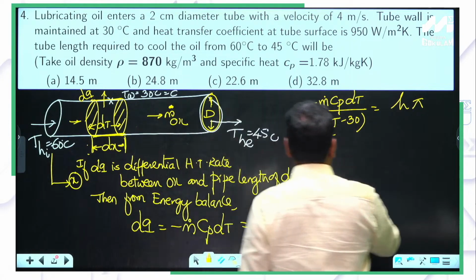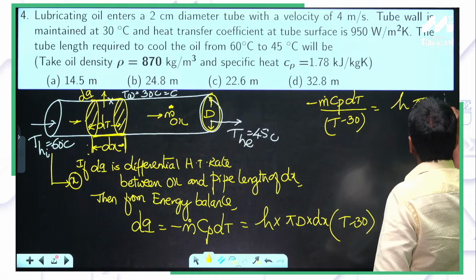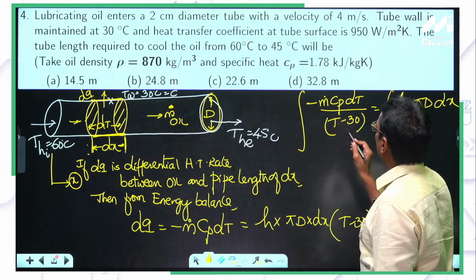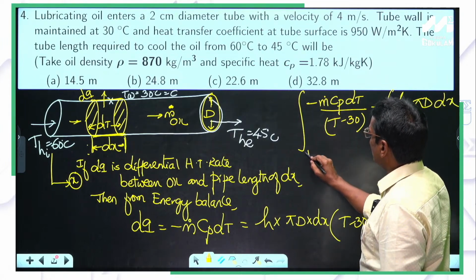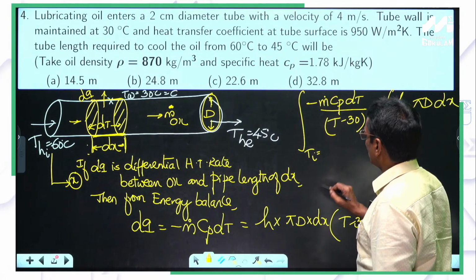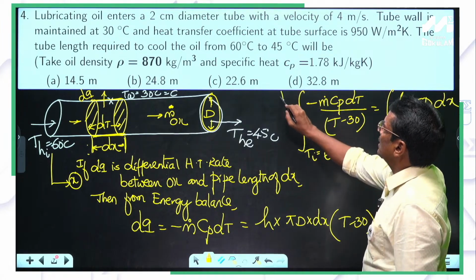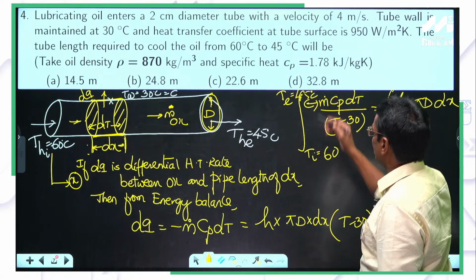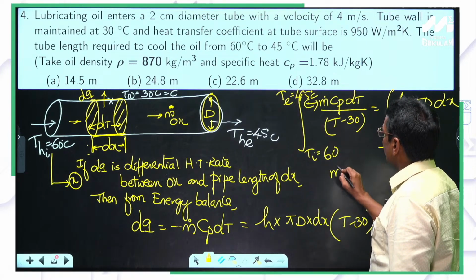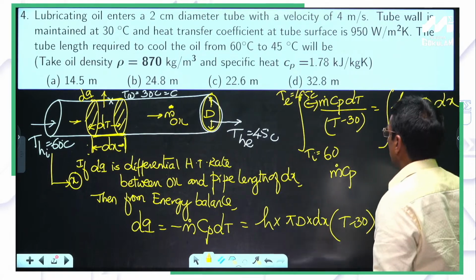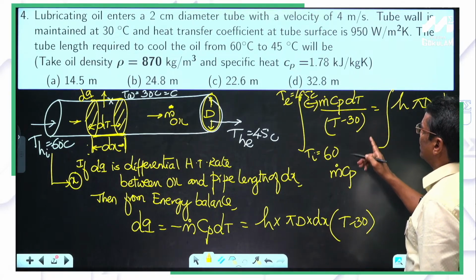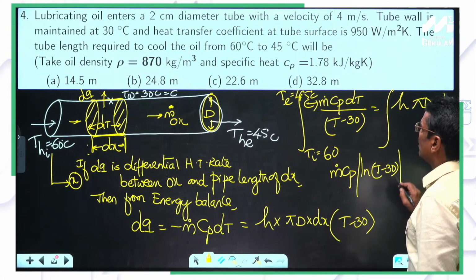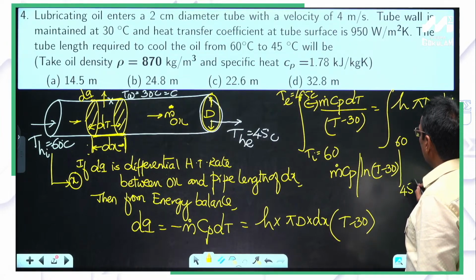Now you can write h pi d into dx. Now you can integrate this. What are the limits for the temperature of the oil? The temperature of the oil at inlet, Thi, is 60, at the exit it will be 45. Now we can remove this minus and interchange the limits. It becomes m dot Cp ln(T minus 30) between the limits 60 to 45 degrees Celsius.